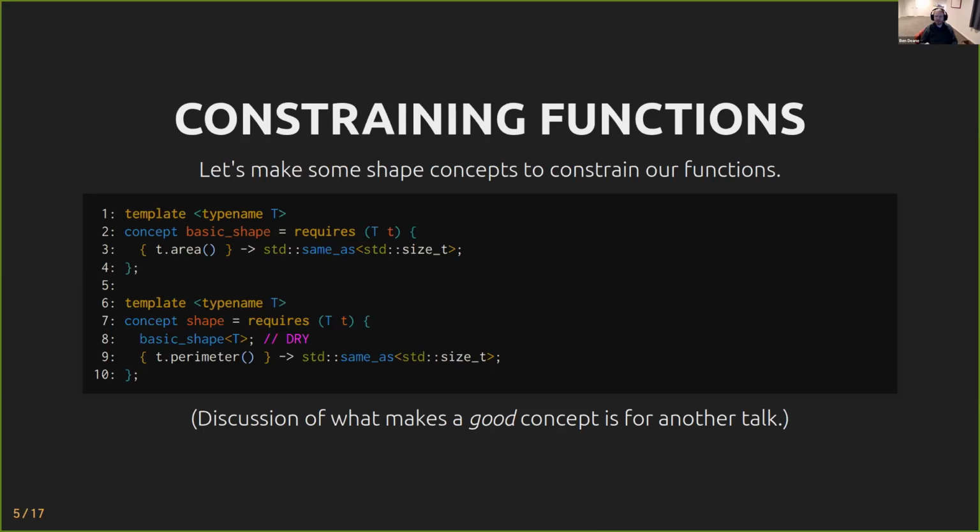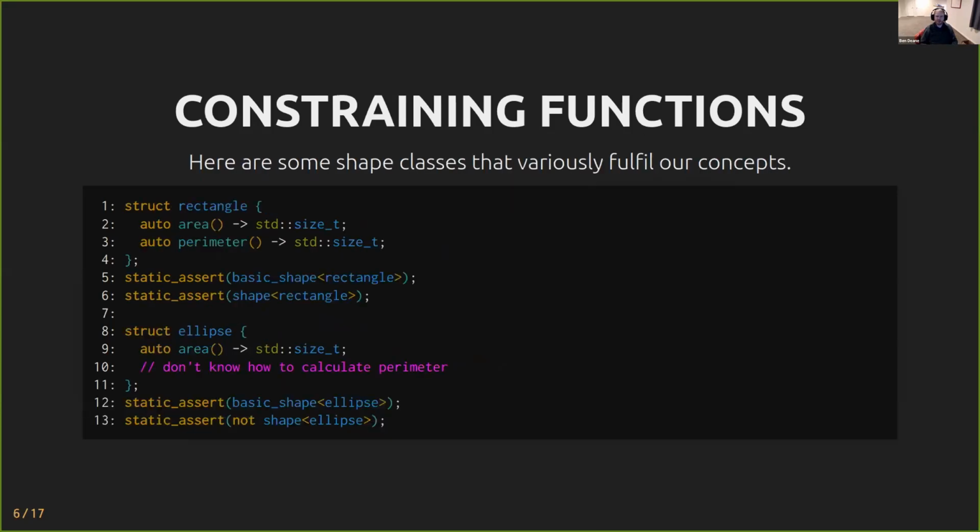And then we start to make some shape classes. So we have a rectangle. Rectangle has area and perimeter, and it fulfills both concepts. And we have an ellipse, which only has an area, and calculating a perimeter of an ellipse turns out to be difficult, so we leave that out. And an ellipse is a basic shape. So this all compiles fine. These shapes fulfill the concepts as we expect.